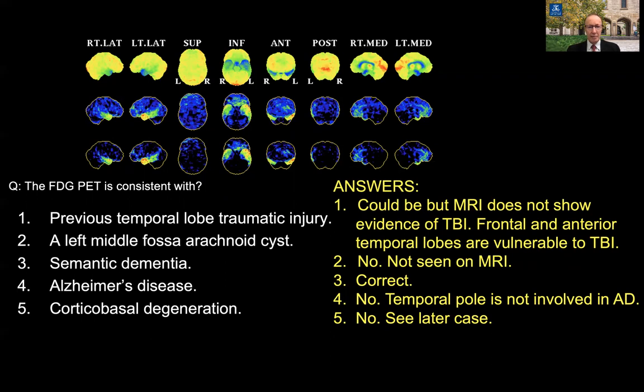Could this be Alzheimer's disease? No, not given the findings we've got here. There's no significant involvement of the parietal cortex, posterior cingulate, precuneus. Could this be corticobasal degeneration? The answer to that is no. This doesn't look anything like that. And in fact, if we see a case later on, you'll get a better idea of what to expect for corticobasal degeneration.